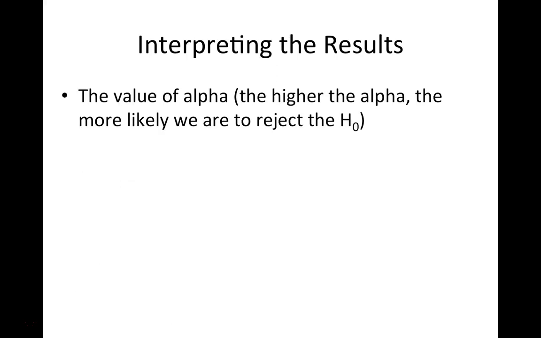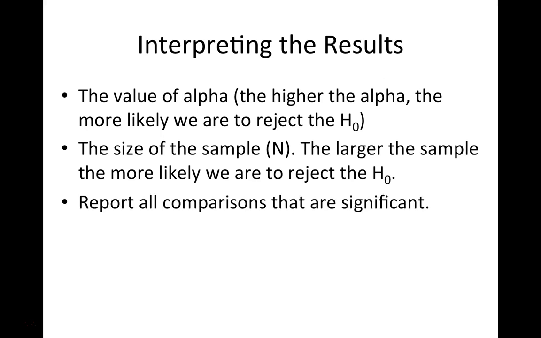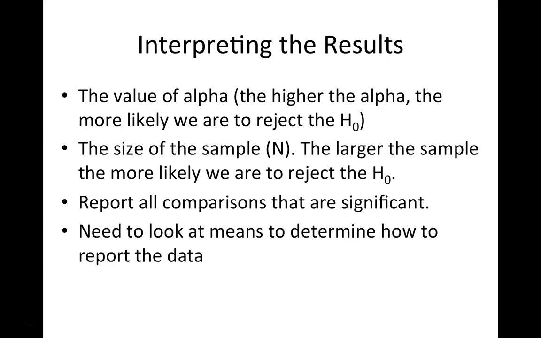And so when we interpret the results, as always, we'll look at the value of the alpha. The higher the alpha, the more likely we are to reject the null hypothesis. We look at the size of the sample. The larger the sample, the more likely we are to reject the null hypothesis. And we'll report all comparisons that are significant, trying to look for patterns in those. And I'll show you an example of that in a moment.